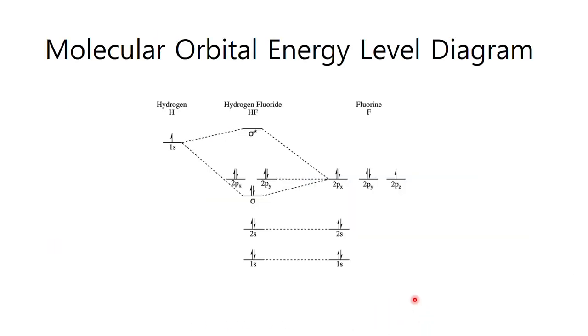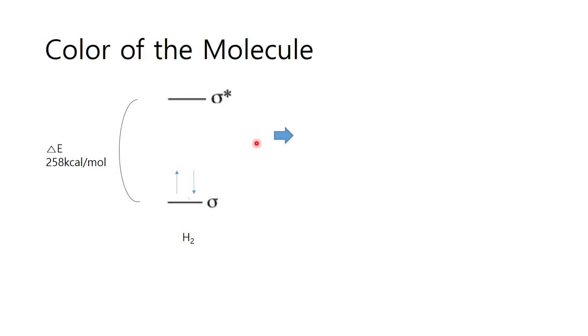In the MO energy level diagram, HOMO, the highest occupied molecular orbital, and LUMO, the lowest unoccupied molecular orbital, are the important factors. As you can see in the example diagram of HF, HOMO is 2px and 2py, while LUMO is sigma star. Let's see the usage of HOMO and LUMO. First, we can know the color of the molecule. Light energy is absorbed or emitted when the electron moves between HOMO and LUMO. The energy difference between HOMO and LUMO induces a specific frequency of the light, so we can know the type of light.